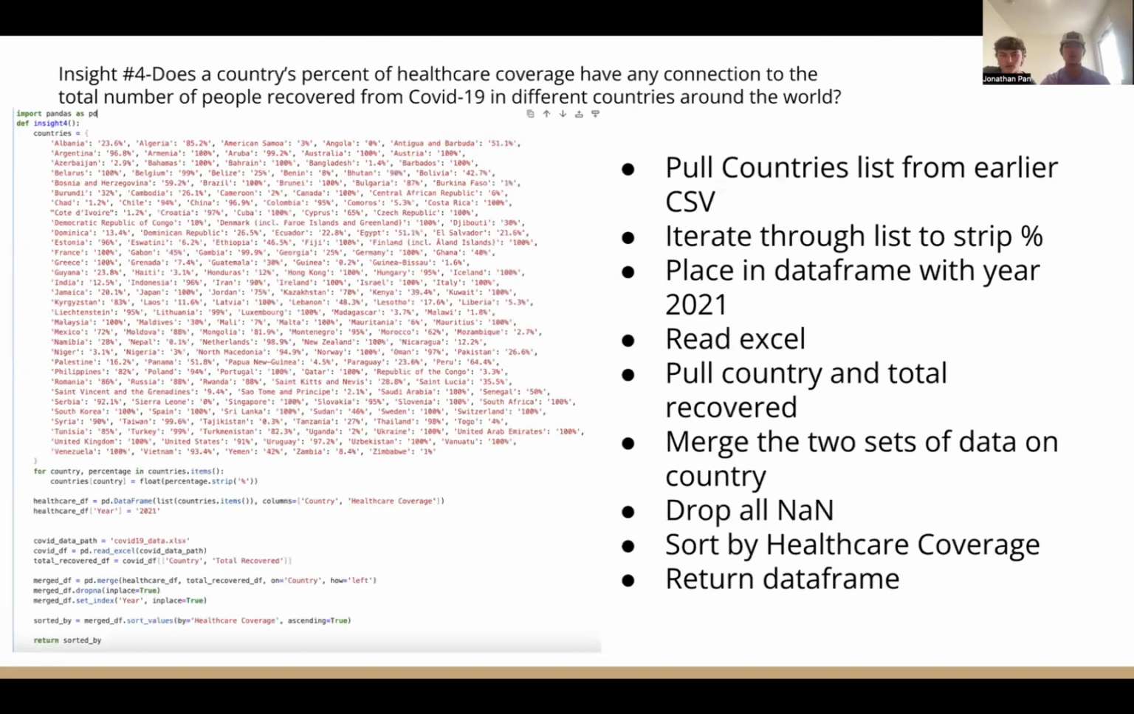Insight number 4 goes for the question, does a country's percent of healthcare coverage have any connection to the total number of people recovered from COVID-19 in different countries around the world?